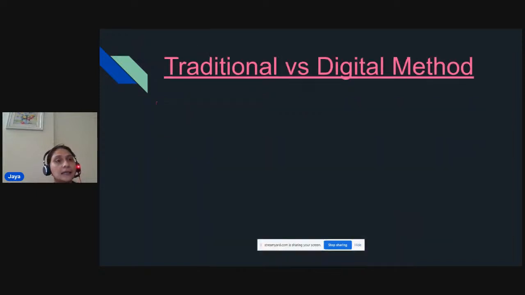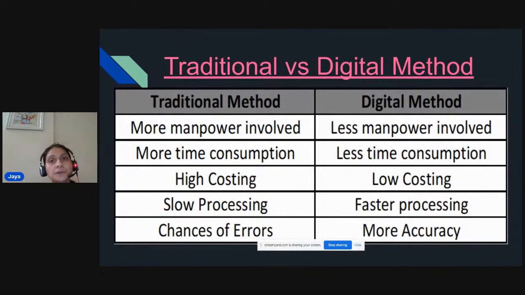Now, in my next slide, we will understand the difference between these two methods. In a traditional method, more and more manpower is involved, the time consumption is more, the costing is very high, the processing is very slow, and the chances of errors are very high. Whereas in a digital method, the manpower involved is very little, the time consumption is very little, the costing is very low, the processing is faster, and there is more and more accuracy when we use this tool in a business model according to the market situation.